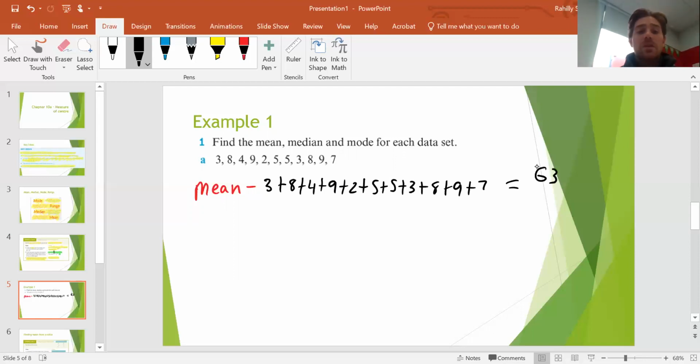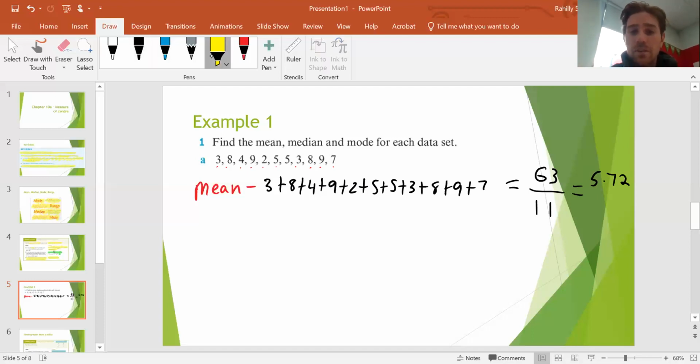Okay. Then what we need to do, we need to count how many numbers we've got. So we've got 1, 2, 3, 4, 5, 6, 7, 8, 9, 10, 11. We're going to divide our total amount by 11, which gets us to 5.72. So our mean is 5.72.